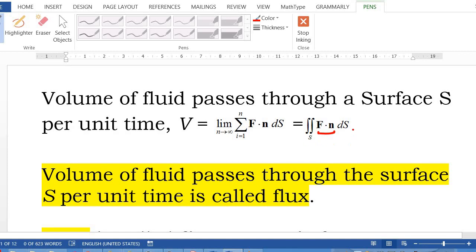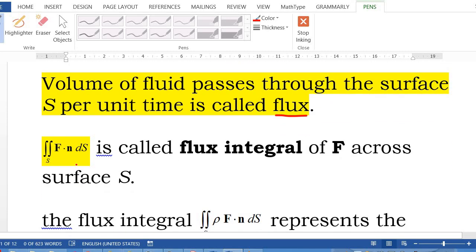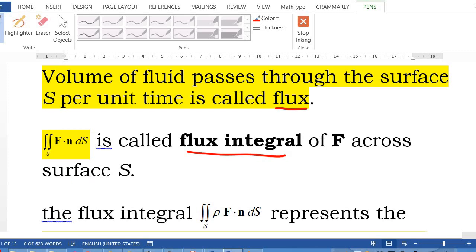So the integral that we find here is actually the volume of fluid that passes through a surface S per unit time, meaning the unit is meter cube per second. The volume of fluid that passes through the surface S per unit time is called flux, and this integral is also called the flux integral or surface integral of vector field. So this integral is called the flux integral of F across surface S.